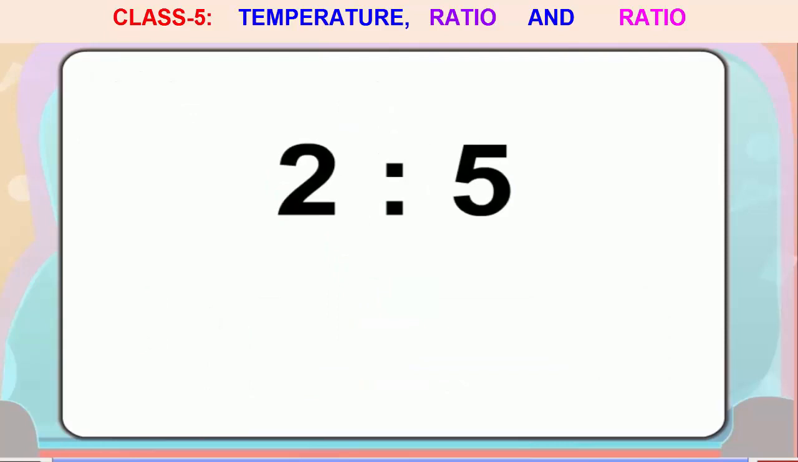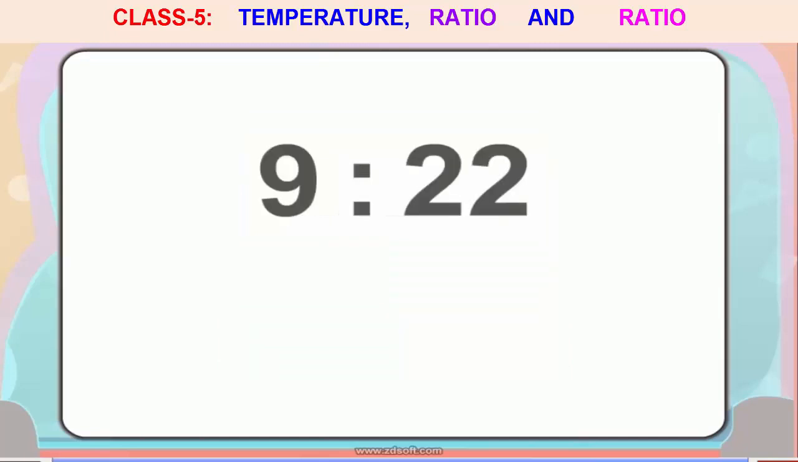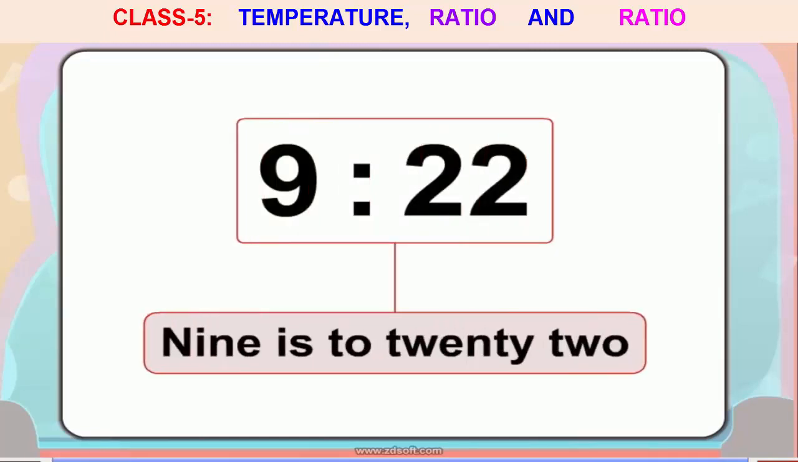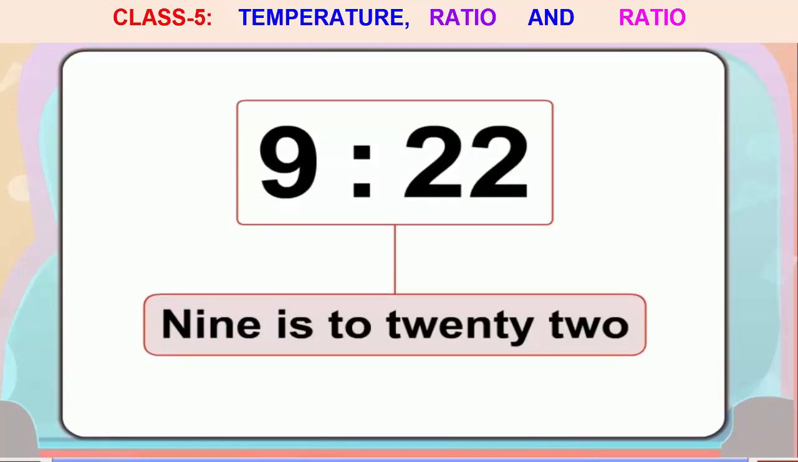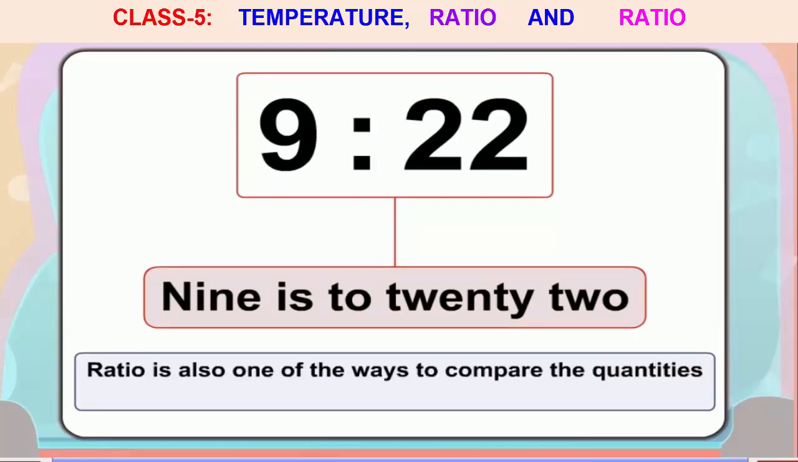Similarly, this ratio is read as 2:5. And this ratio is read as 9:22. Now you know what a ratio is, don't you? Yes, a ratio is also one of the ways to compare the quantities of the same unit.